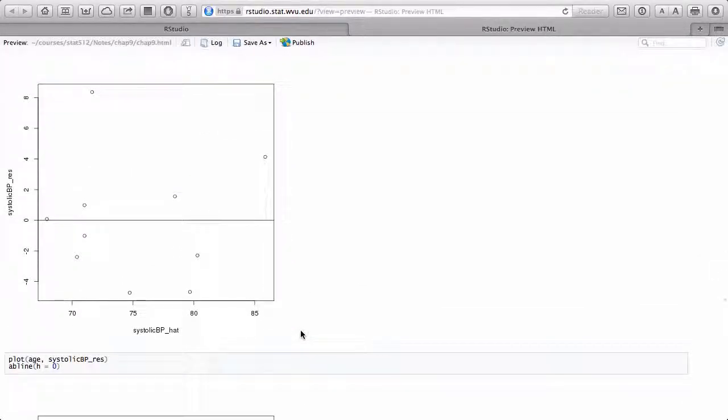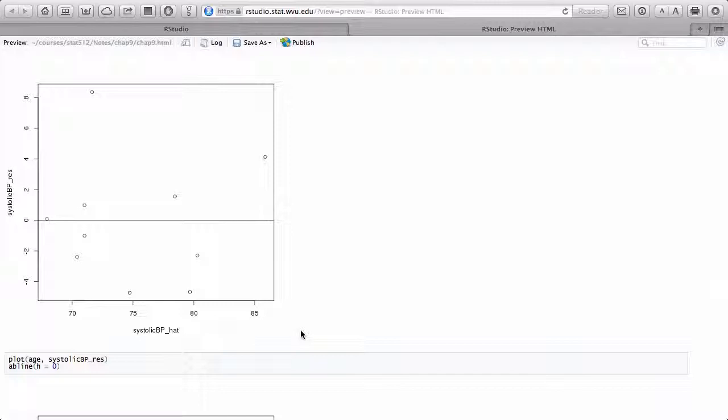Now the next one, we're testing linearity, and the question is, are the points pretty much a band about the horizontal line I've drawn through 0? Well, they pretty much look that way, except for that one value, which could be an outlier.